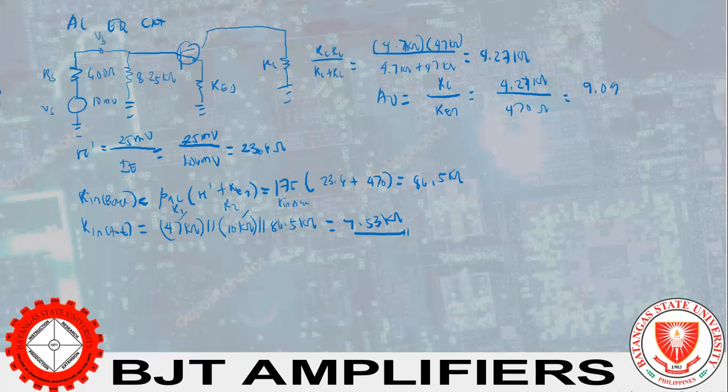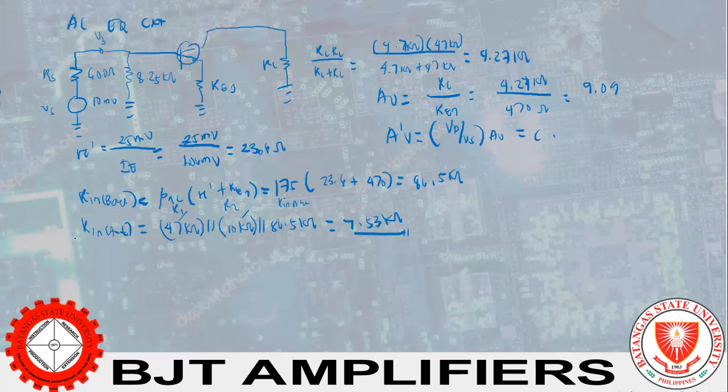And, meron tayong overall gain, which is, diba, VB over VS yun. Sabi ko kanina, times kay AV. Yan. So, 0.93. Yung sige, huwag na natin shortcut. Yung VB natin is, ano yung VB natin kanina? Ay, wala pa pala tayong VB.